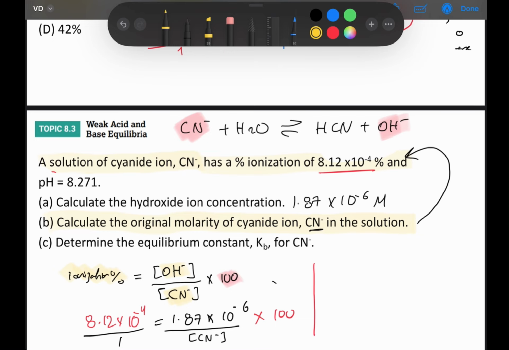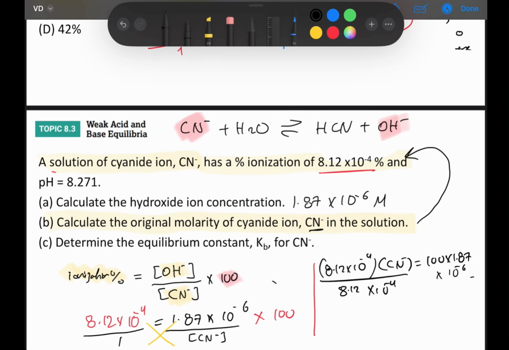If you cross multiply here, you will end up with 8.12 times 10 to the power negative 4 multiplied by the CN equals 100 multiplied by 1.87 multiplied by 10 to the power negative 6. And if you divide this over 8.12 times 10 to the power negative 4, and the same thing here, you will end up with a concentration of cyanide of 2.30 times 10 to the power negative 1 molar. So this is the original molarity of CN.